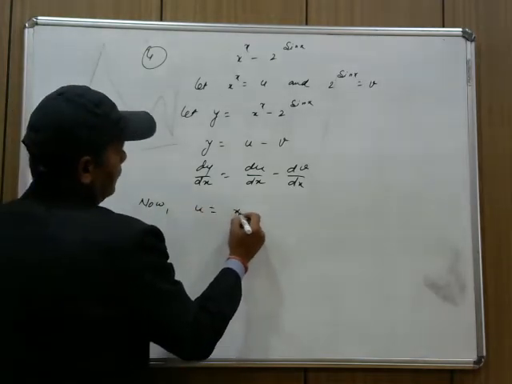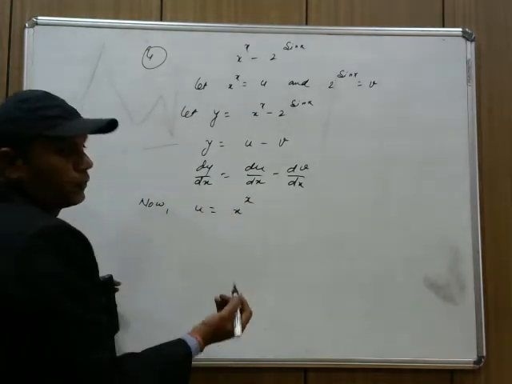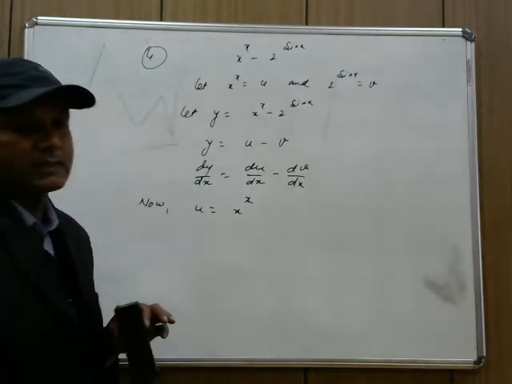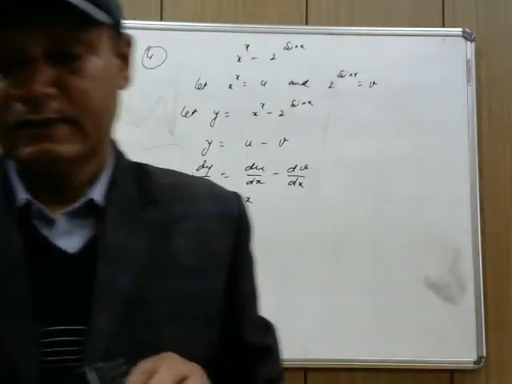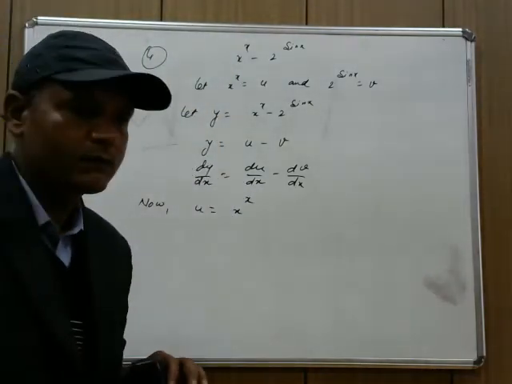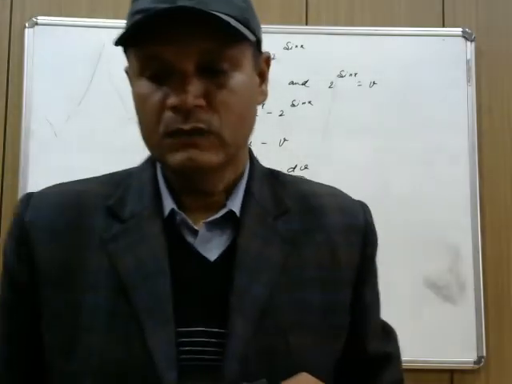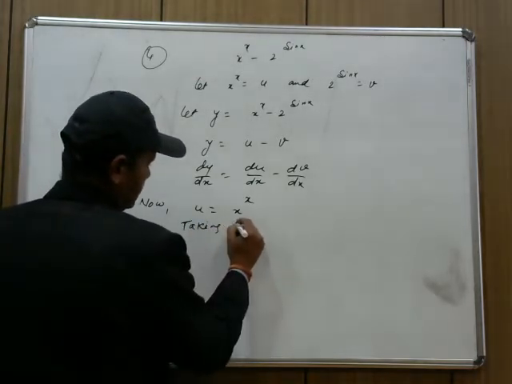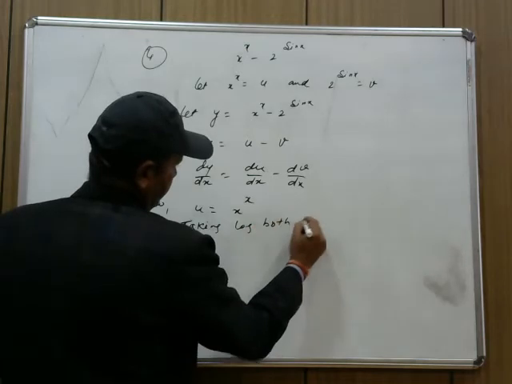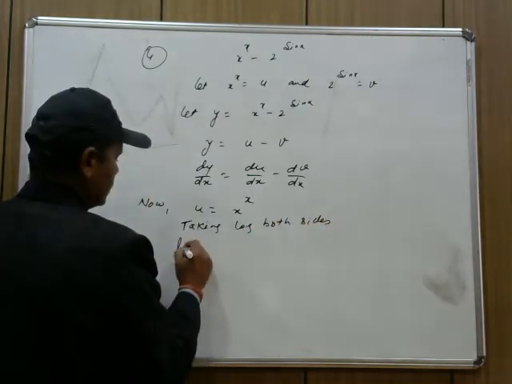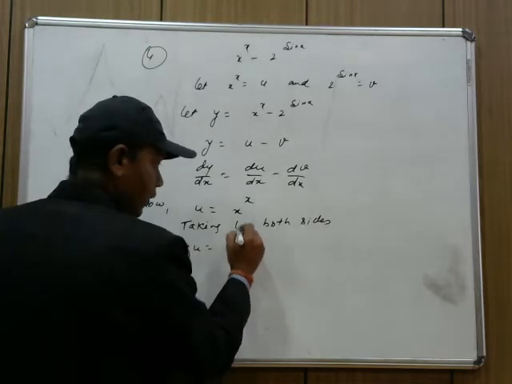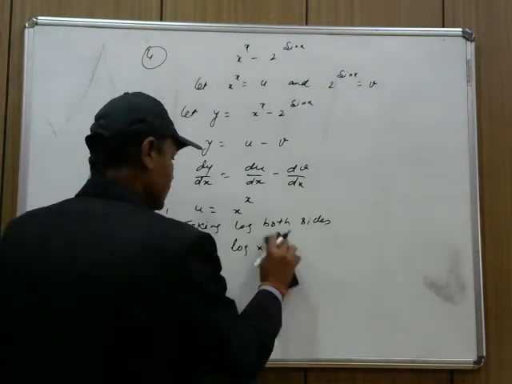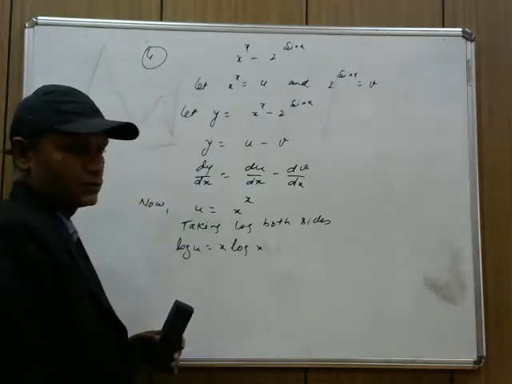U is equal to x to the power x, taking log both the sides. Without log we cannot do. Why? Because here x to the power not a constant is there. Here x to the power x, variable is there. That's why we have to take log, and without log we cannot solve it. Please remember. Now taking log both the sides, log u is equal to log x to the power x. It becomes x log x.